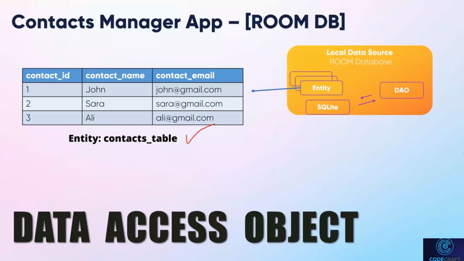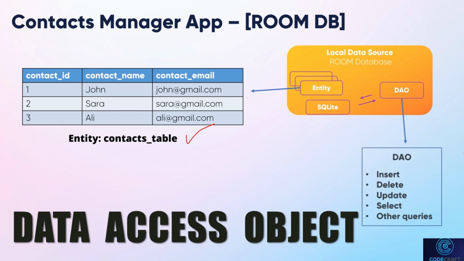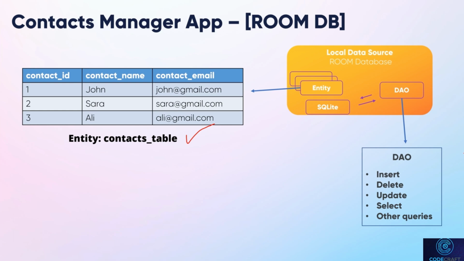The second step in creating our database is to create the DAO. DAO stands for Data Access Object, and it's a critical component of the Room database library in Android. A DAO is an interface that defines a set of methods for performing database operations on entities, database tables. A DAO is an interface annotated with a DAO annotation.